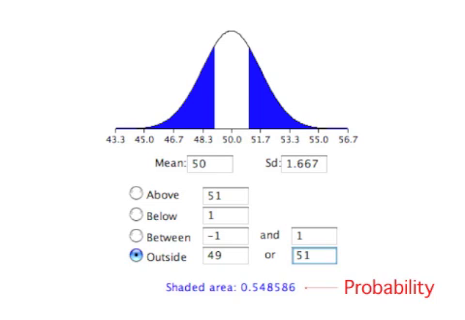Again, we can use the normal distribution calculator to work out the two-tailed probability. As you can see, the probability is 0.548, which, as you might have guessed, is twice the probability of 0.274 shown earlier.